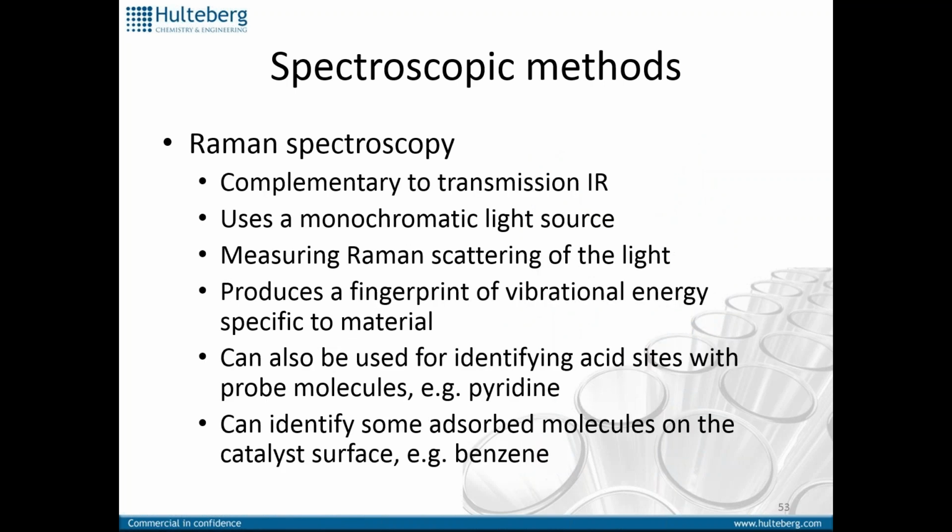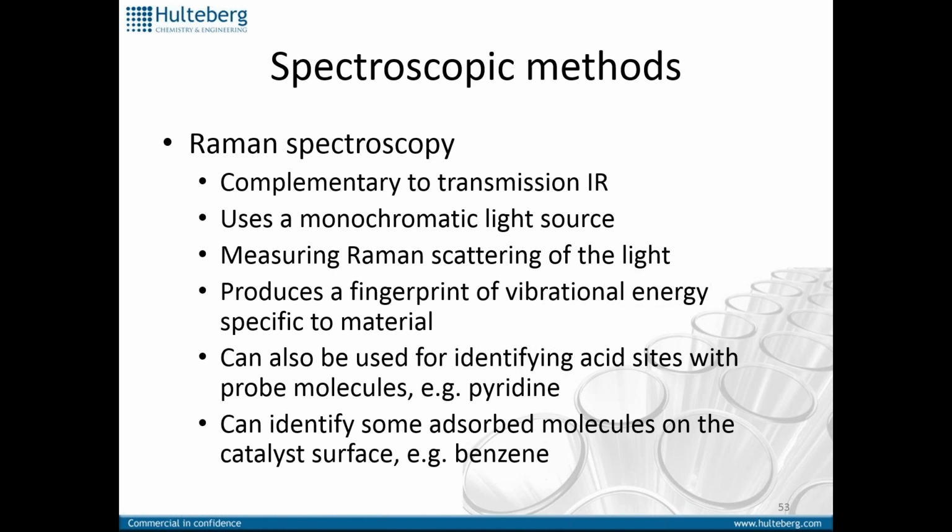Raman spectroscopy is rather similar to IR, using a different light source. Again, shooting the sample with a monochromatic light source, and then we measure the scattering of the light, and we get a fingerprint of vibrational energy which is specific to the material. But we can also use it for identifying acidic sites, like sending in pyridine, and looking at how many molecules of pyridine are adsorbed and how they're adsorbed.